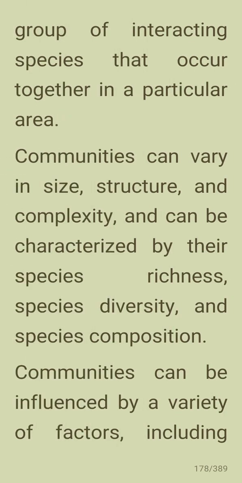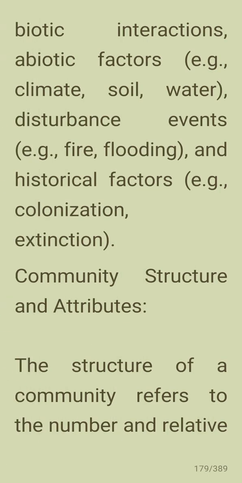A community is a group of interacting species that occur together in a particular area. Communities can vary in size, structure, and complexity and can be characterized by their species richness, species diversity, and species composition. Communities can be influenced by a variety of factors, including biotic interactions, abiotic factors like climate, soil, water, and disturbance events like fire and flooding, and historical factors like colonization and extinction.